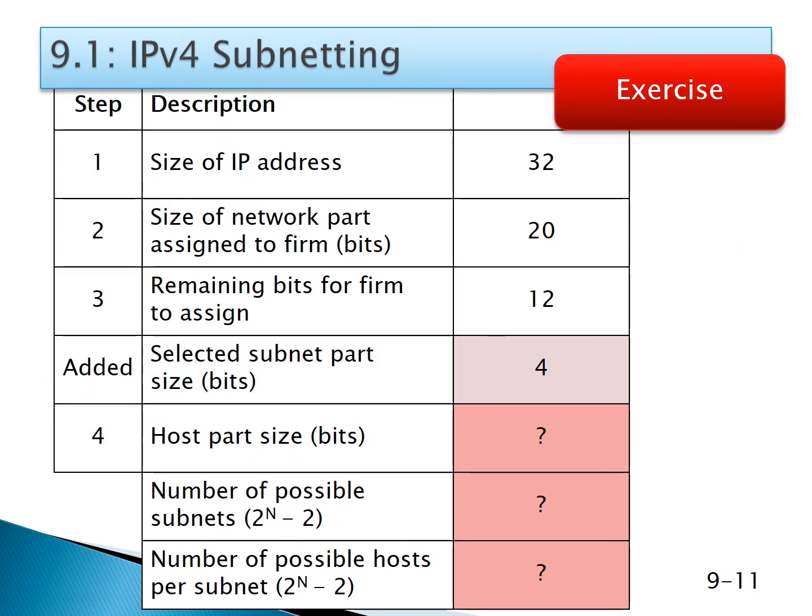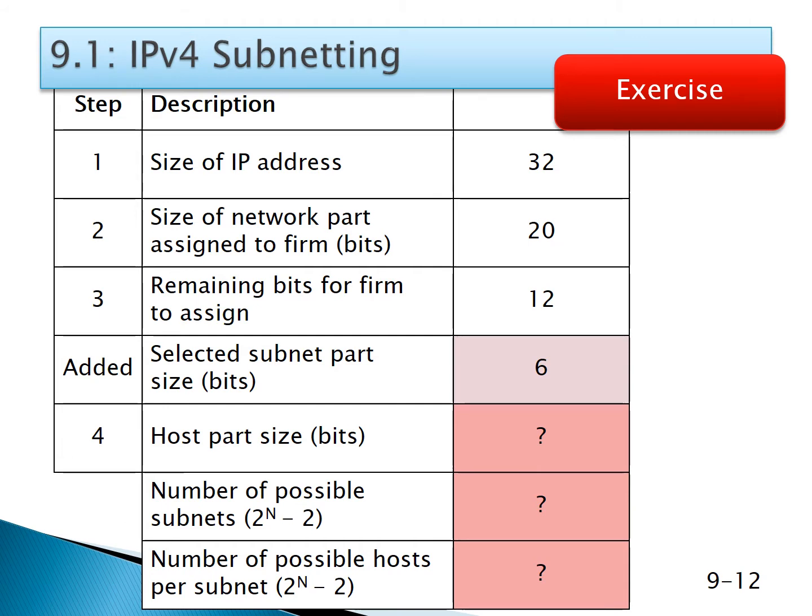So let's look at this exercise. If you have 20 bits assigned to your organization, then that means you only have 12 bits that you can assign. So suppose you select 4 bits for your subnet part. Then how many bits you have for the host part? So that would be 8, right? Because that's 12 minus 4. So you have 8 bits for your host part. So the number of possible subnets will be 2 to the power 4, 16 minus 2, that's 14. And the number of possible hosts will be 2 to the power 8 minus 2, so that will be 254.